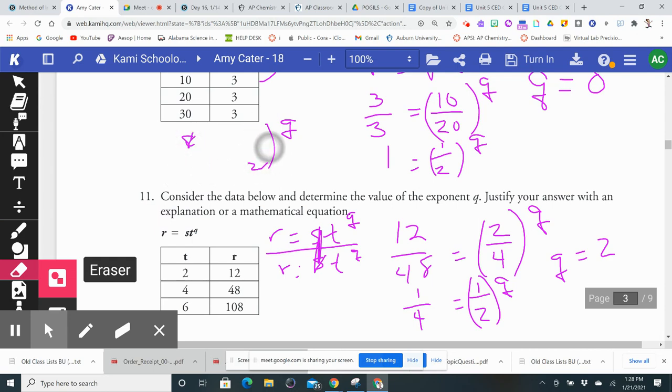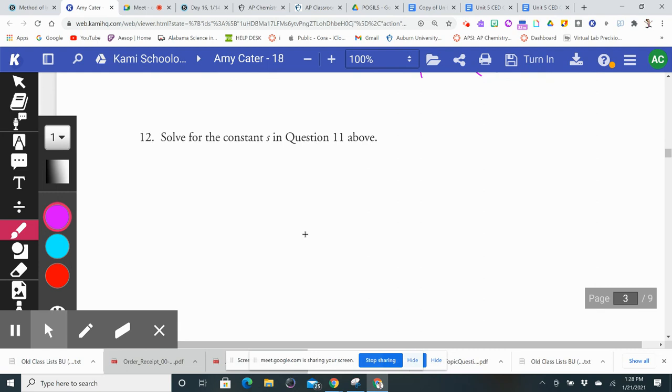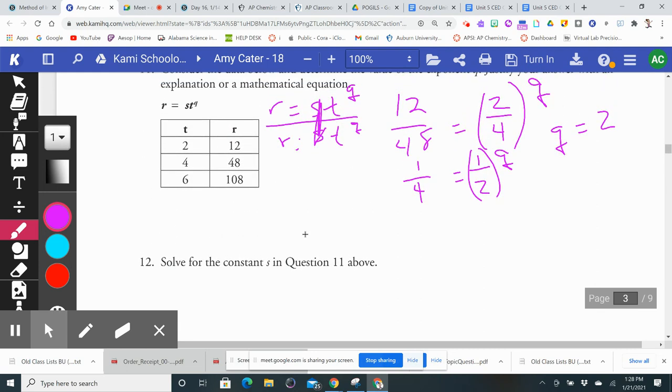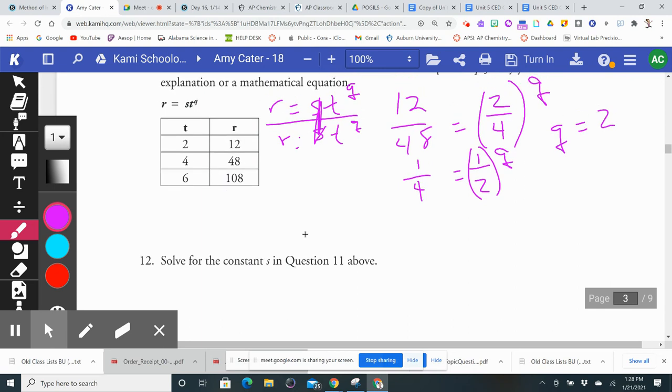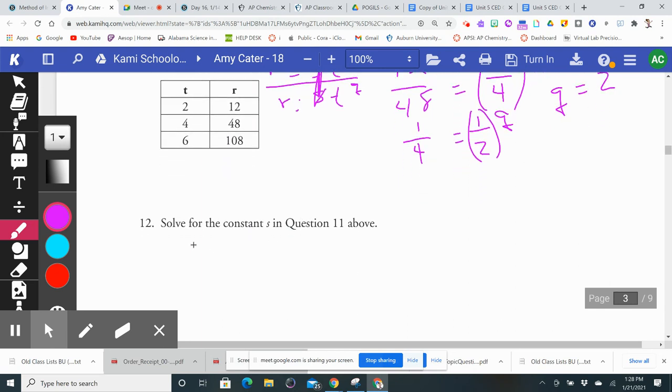Okay, so let's move on to number 12. Solve for the S constant in equation 11 above. So now that we know that Q equals 2, we're going to solve for S. So R equals S T to the Q. I'm just going to pick a set of data. It doesn't really matter. So 12 equals S times 2 to the second power.